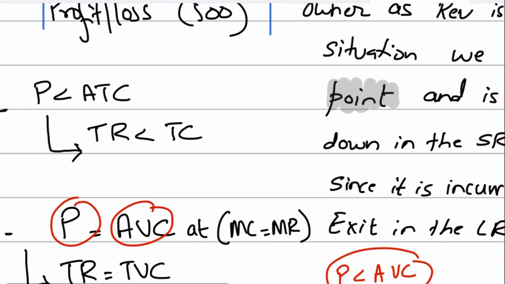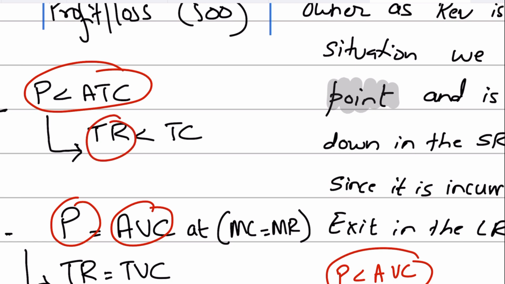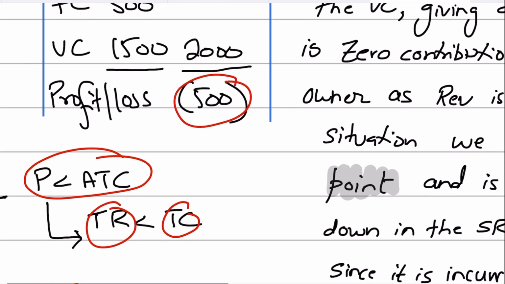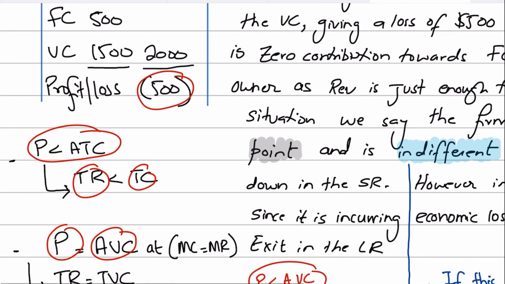And if price is less than average total cost, average total cost or average cost, same thing, what is happening in this case? Total revenues are less than total cost, which is why we are getting a loss of 500. The 500 loss is coming because total revenue is less than total cost. But total revenue and total cost are in total terms, because we have multiplied the price by the quantity to get total revenue, and we've multiplied the average cost with the loss-minimizing quantity to get total cost. So basically we are getting a loss of 500 in this case.